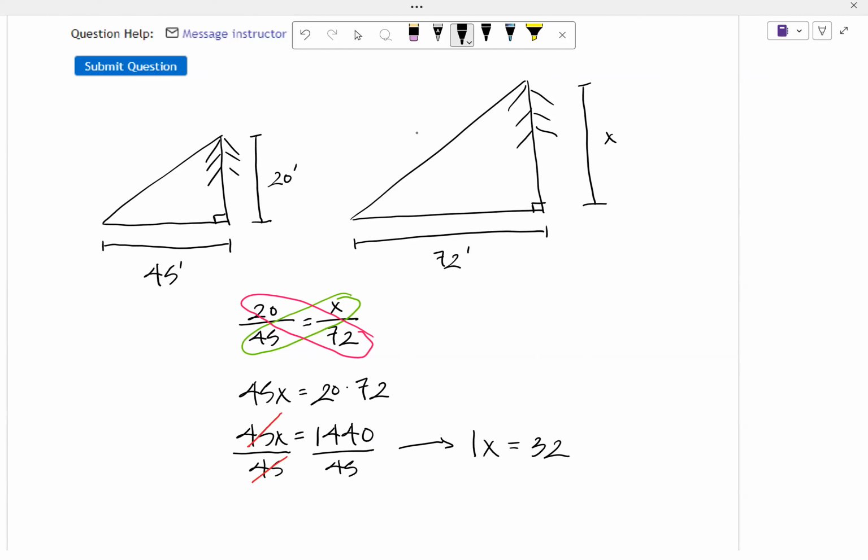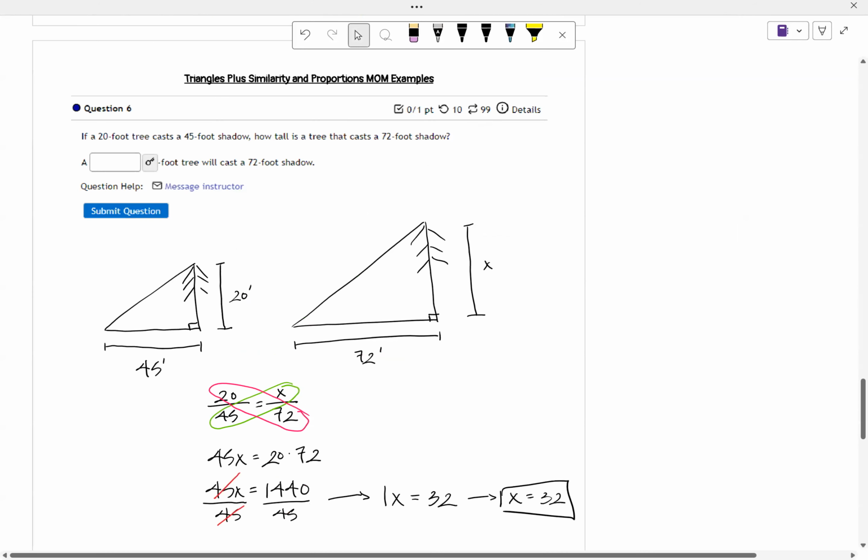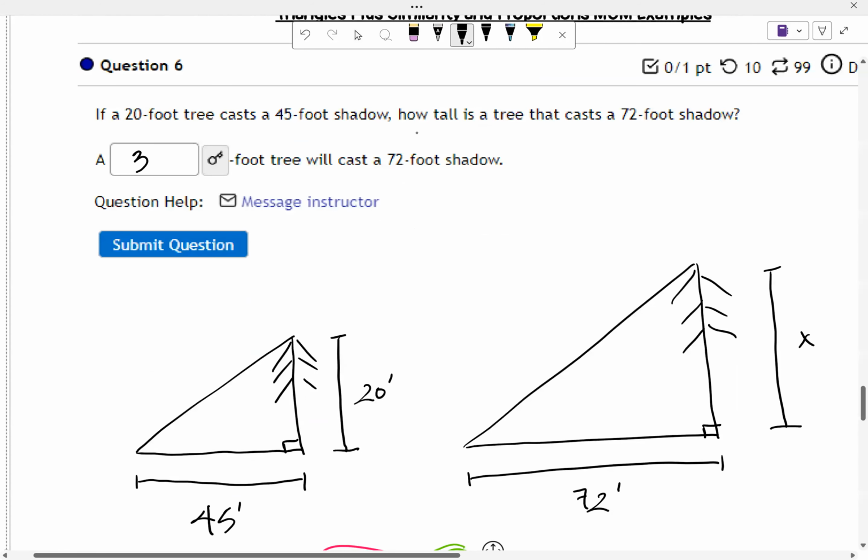I don't really need the 1 in front of the x. I just wrote it there to show that 45 divided by 45 is 1, but this is really the same thing as saying x equals 32. So if I go back to my diagram for a moment, a tree that casts a shadow of 72 feet is 32 feet tall. That is what I would type into my answer box.